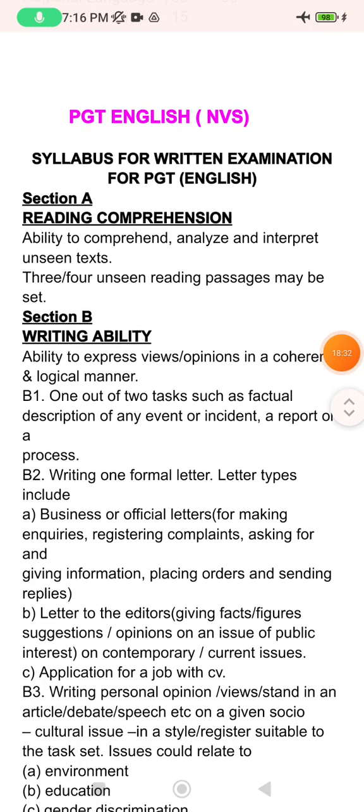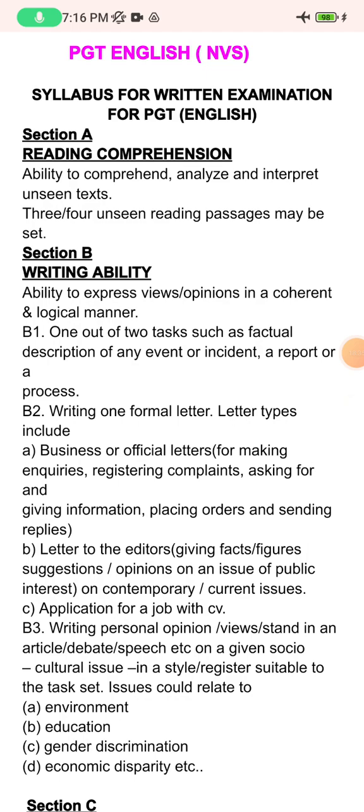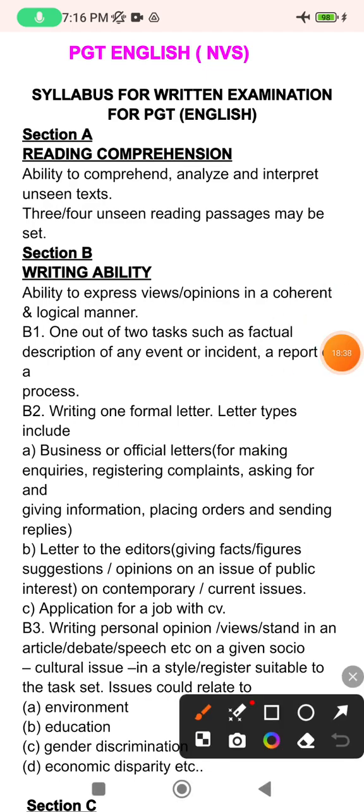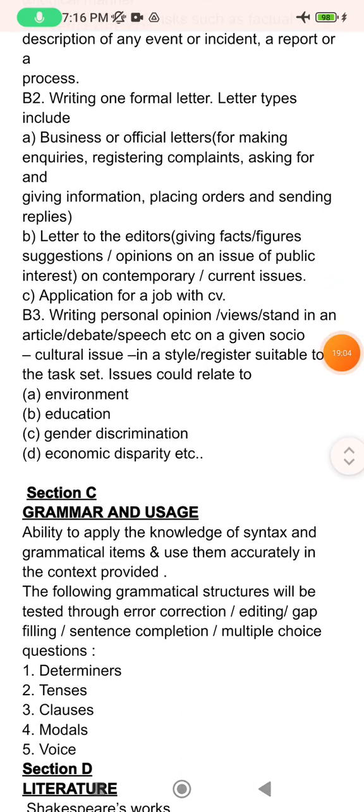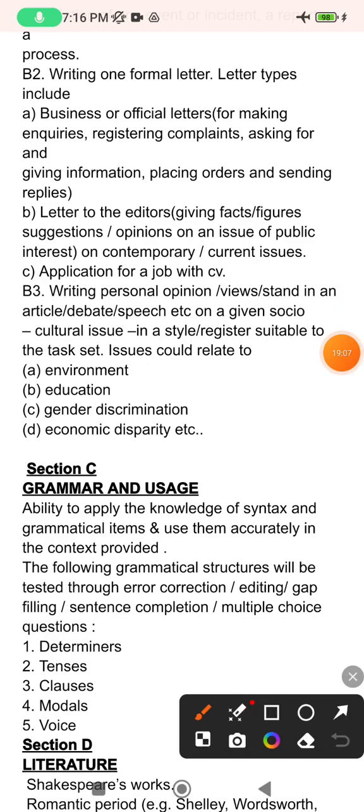Now PGT English. PGT English is like your TGT English, almost similar. You have reading comprehension, and you have writing skills, writing ability: formal letter, description of any event, report, that is called report writing, letter writing, official letter or business letter, then letter to the editor, application for a job with a CV. Then we have article, debate, speech. Okay, so topics are given.